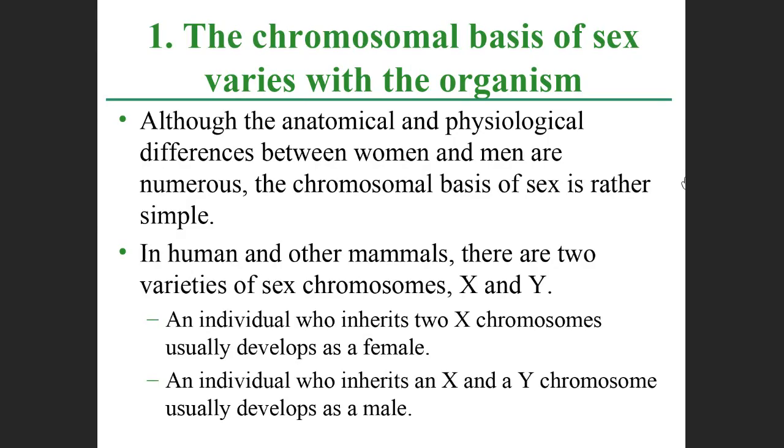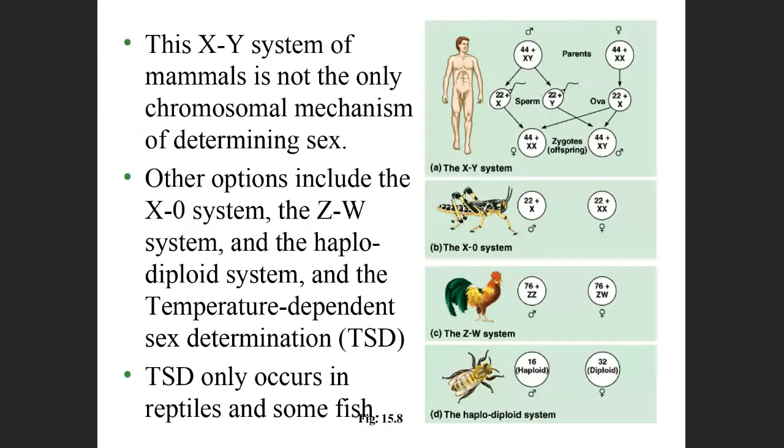Our sex chromosomes are the X and Y chromosomes. We know that females are XX, males are XY. But that is not the case for everything. There are different systems for determining sex. There's the XO system, where if you have an X, you're one sex. If you don't have an X, you're the other sex, rather. We have the ZW system, the haplodiploid system, and the temperature-dependent sex determination system, which we have a slide on that I'll mention because it's so interesting.